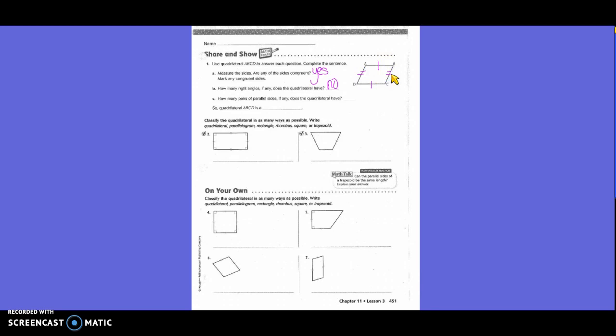How many pairs of parallel sides, if any, does the quadrilateral have? So does it have any? Yes, and this is to say none. But how many pairs of parallel sides do you have? These are parallel to these, and these are parallel to these. So 2. So quadrilateral ABCD is a what, guys? What type of quadrilateral? Out of those 5, guys, what is it? A parallelogram.